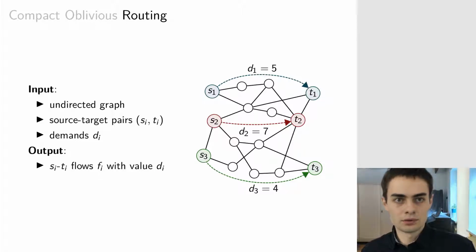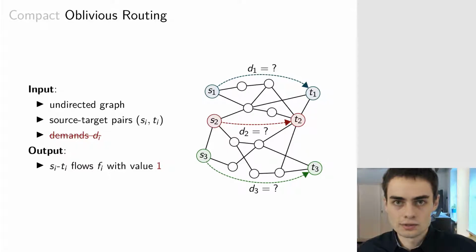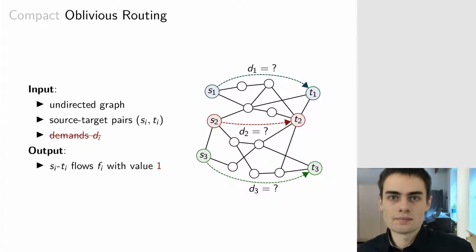Now let's make this a bit more difficult and consider oblivious routing. Here we are not given the demands. So we just have the source-target pairs, and we have to compute flows based on that. We don't know how many packets will actually be routed from the source to the target.